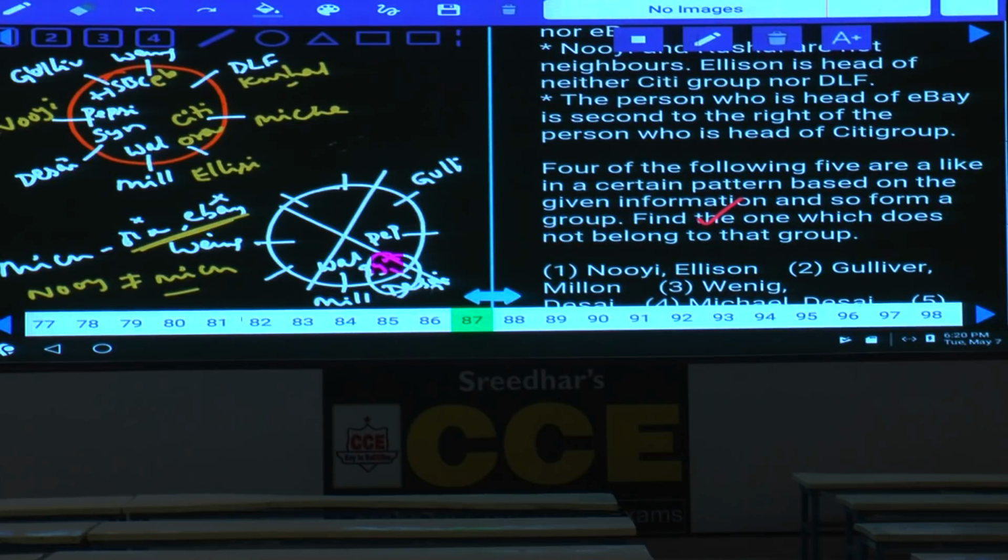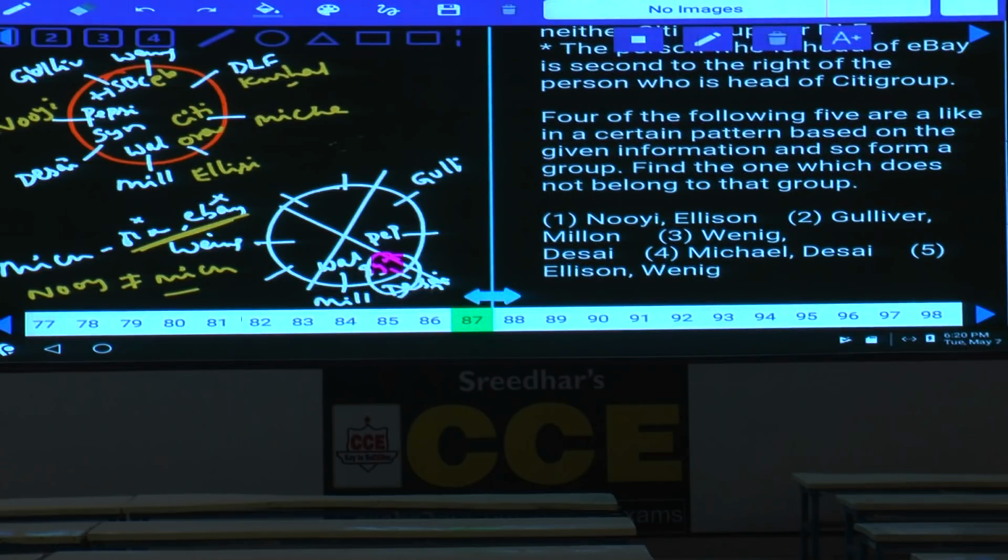Then 87. Now in this 87, four out of the following. Nui and Ellison. Now Nui and Ellison, if you observe here, Nui is third to the left of Ellison. Gulliver and Millen. Gulliver is third to the left of Millen. And Wenning and Desai. Wenning is third to the left of Desai. And Michael and Desai. Michael is third to the right of Desai. And so what is your answer here? Choice 4. Except choice 4, in the remaining pairs, the first person is third to the left hand side of the second person.